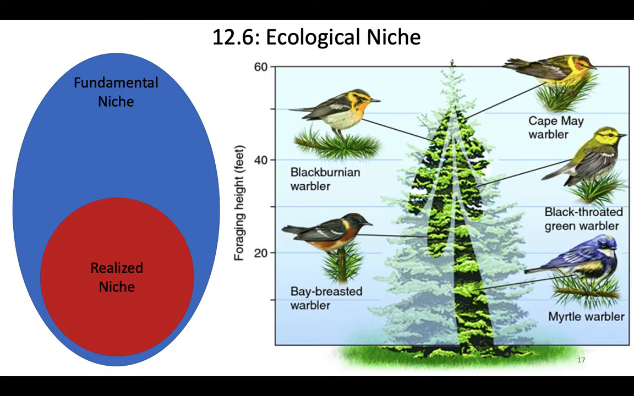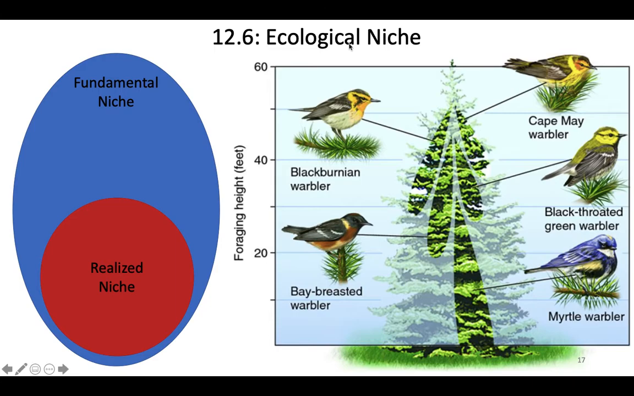Now, the definition for a fundamental niche is basically similar. It's the total range of environmental conditions under which a species can survive and reproduce. But in reality, a species is generally not receiving all of the optimal environmental conditions under which it has optimal survival and reproduction. And so in reality, what they live in is a realized niche, which is the portion of the fundamental niche that a species is actually exploiting as a result of the interactions with other species.